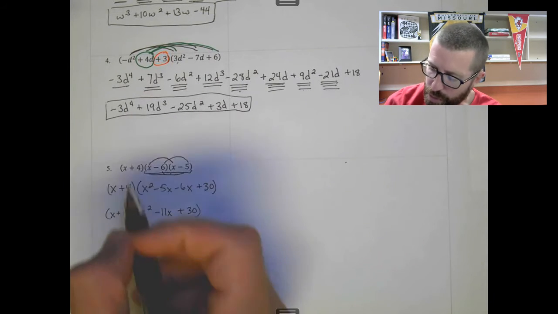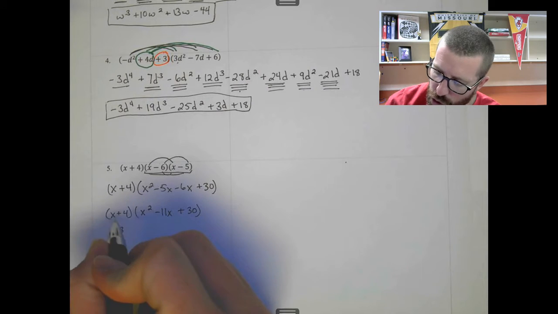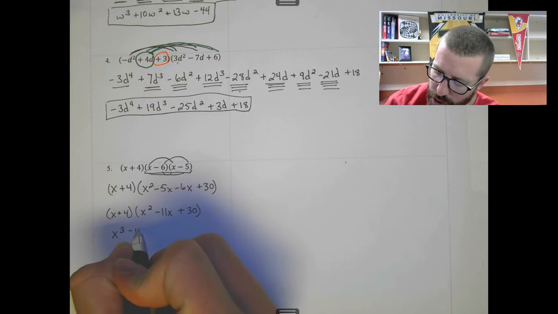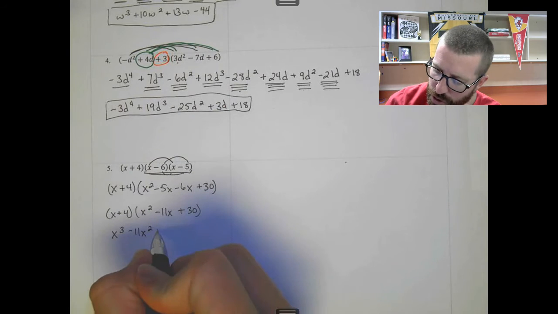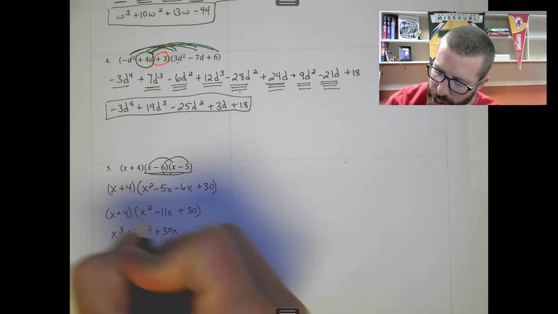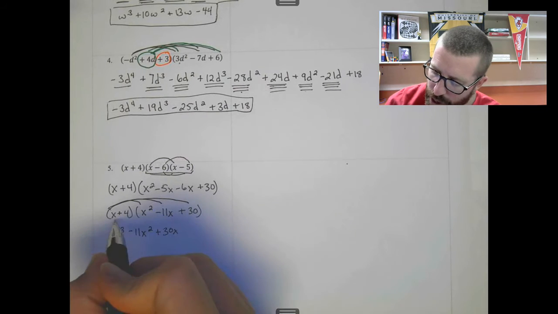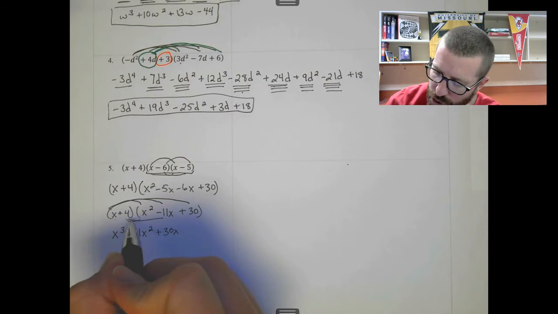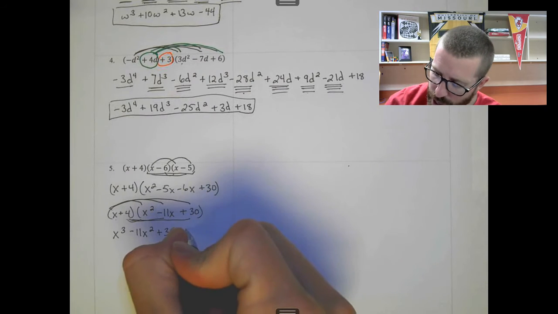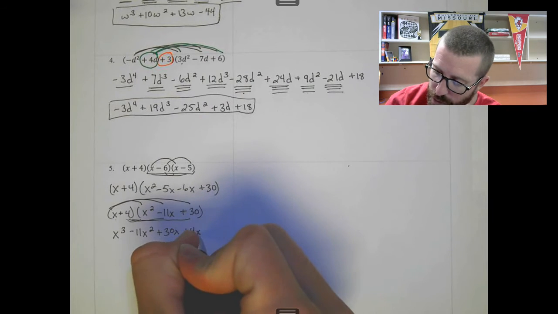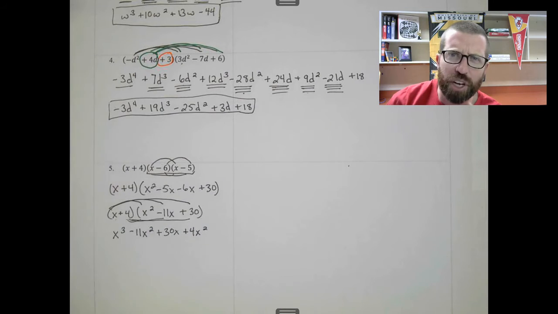And just like we did in the previous ones, x times everything gives you x cubed, negative 11x squared, and then plus 30x. So we're multiplying x times each of these terms. And then multiply 4 times each term. So everything in the first parentheses times everything in the second. And even though I love math, I admit that these problems can get a little tedious. It's not my favorite type of problem to do.